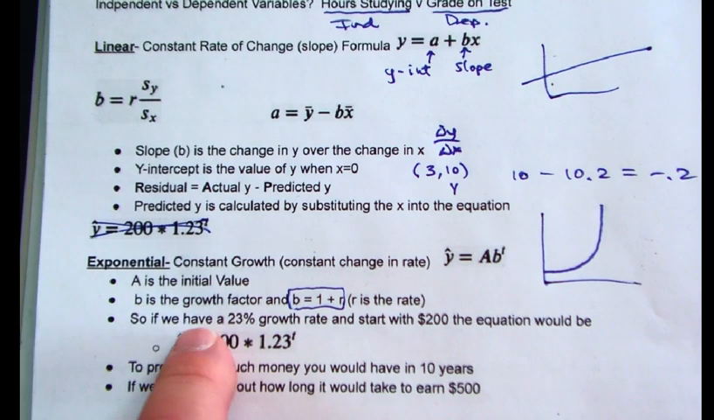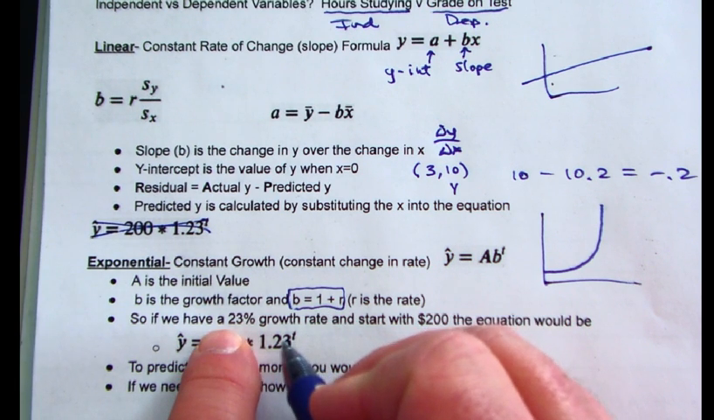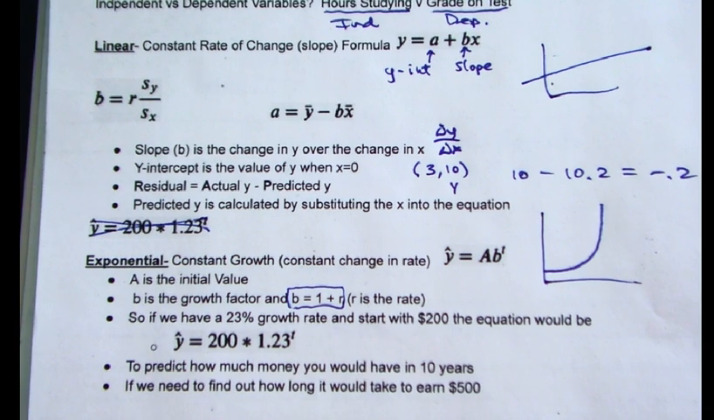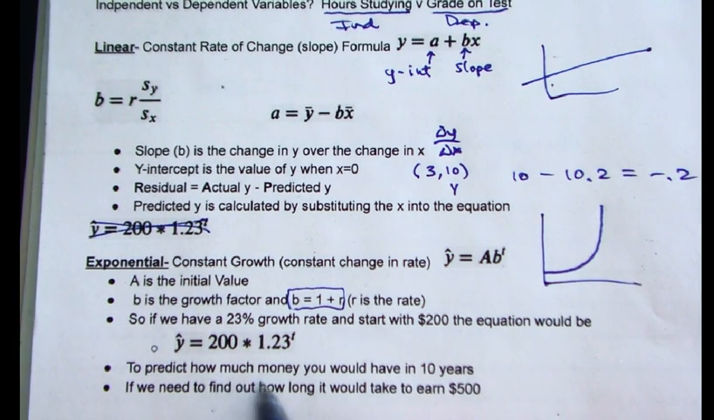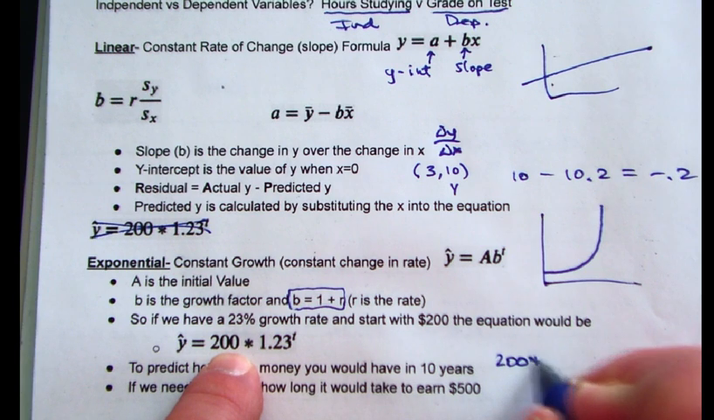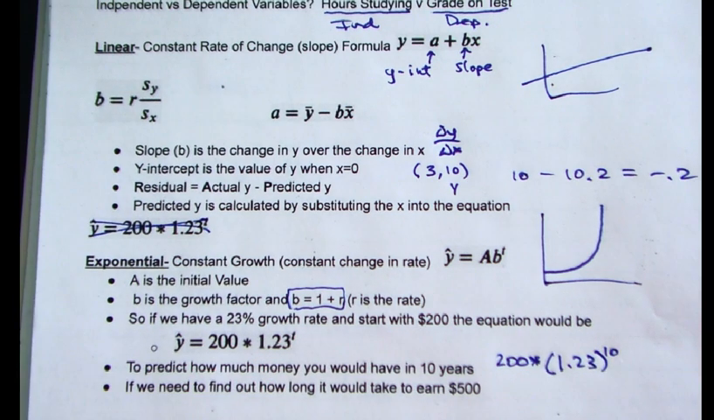So look at a little example here. If we have a 23% growth rate and start with $200, the equation is 200 times 1.23. Where did we get the 1.23? We add the rate plus 1. So 1 plus 0.23 is 1.23 time to the time. So if I want to predict how much money you would have in 10 years, we're just going to plug in or substitute into that equation 200 times 1.23 to the 10th power.